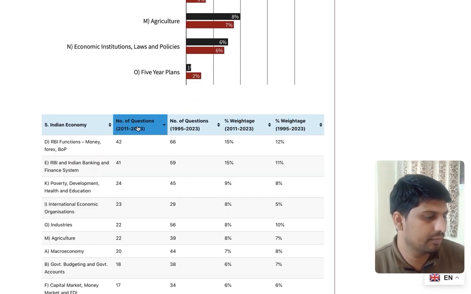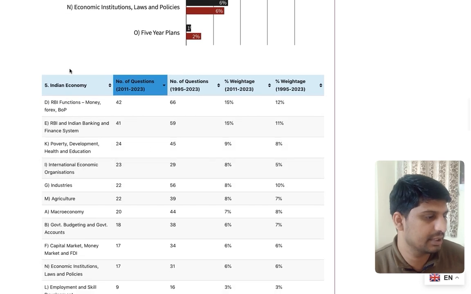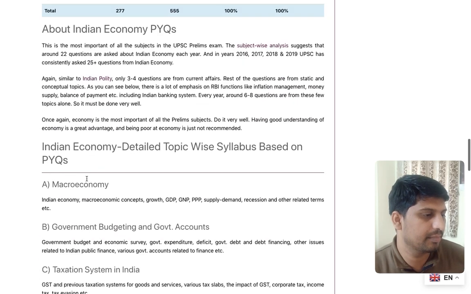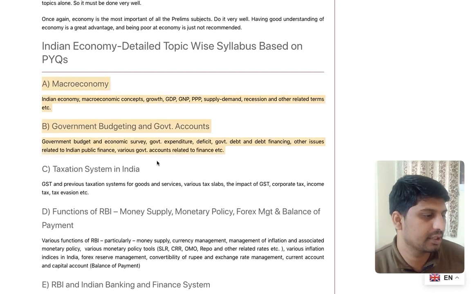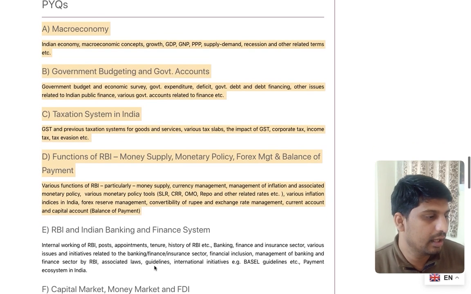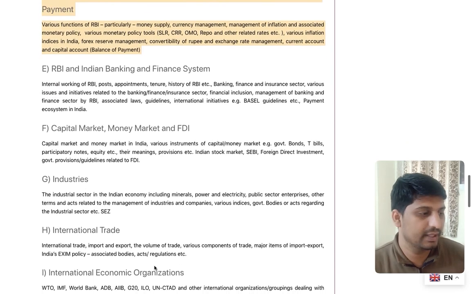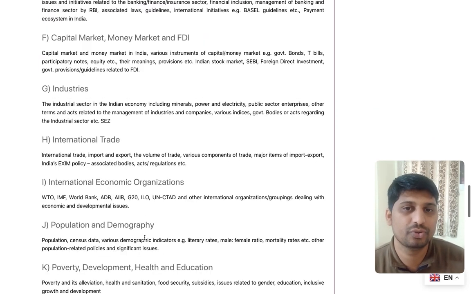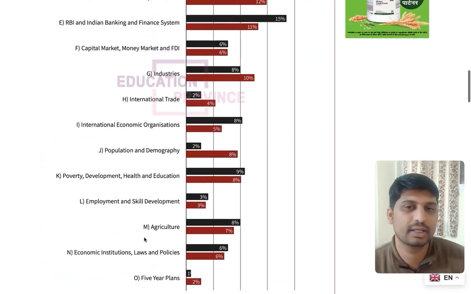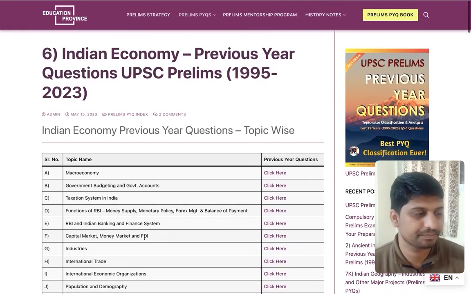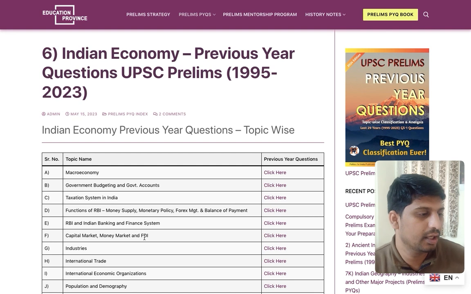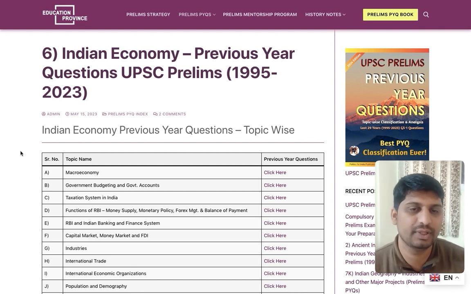And again, below we have the same syllabus A to O mentioned in detail: macroeconomy, government budgeting, taxation system, etc. Now you'll say, okay, we have the syllabus, what are we supposed to do, how are we supposed to use it? Let's say you're starting the study for Indian economy. Rather than starting with the book, of course you should have one standard textbook. I'll give the link for the book list which we recommend in the comment section. Along with the book, you should refer to this syllabus.